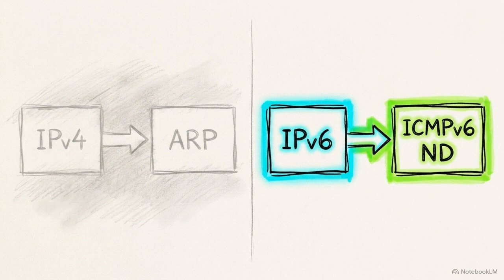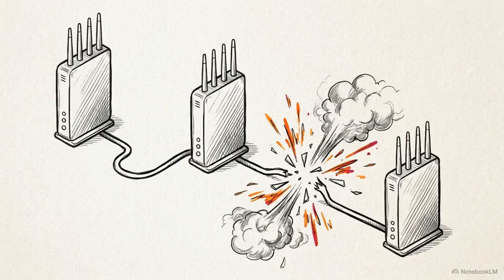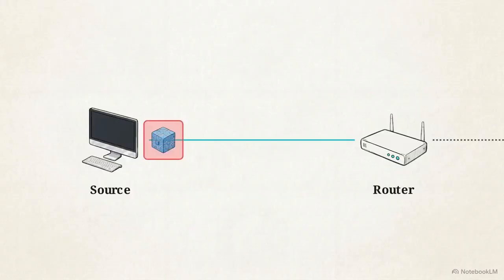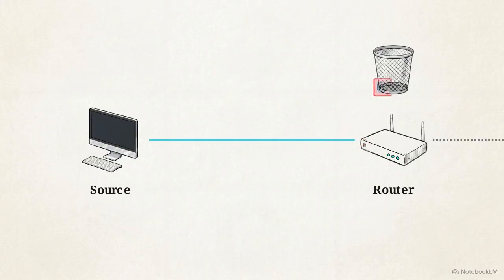Shifting to multi-hop routing, we have to examine what occurs when a packet encounters a failure mid-path. This section of the source highlights destination or service unreachable messages. This provides the primary conceptual feedback loop for packets that cannot be processed. When a router receives a packet it cannot deliver, it discards the data and sends an ICMP message back to the source explaining the failure.